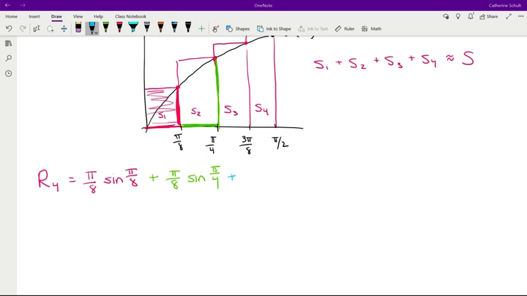And we're going to keep going. S3, the width is pi over 8, and the height of your rectangle is sine of 3 pi over 8. And then last one, I think I have one more color. Same thing, pi over 8 is the width, and then the height is sine of pi over 2.